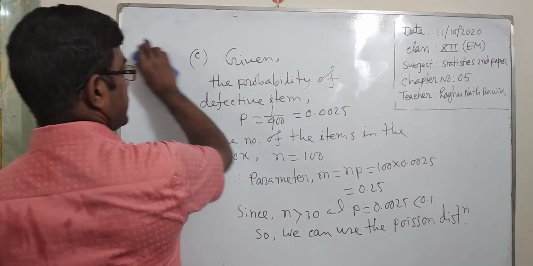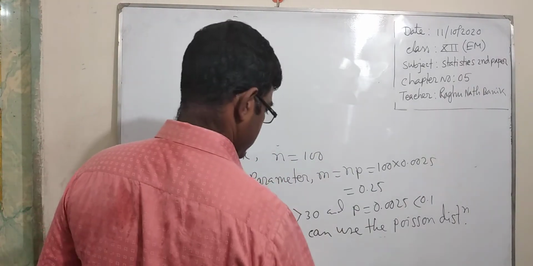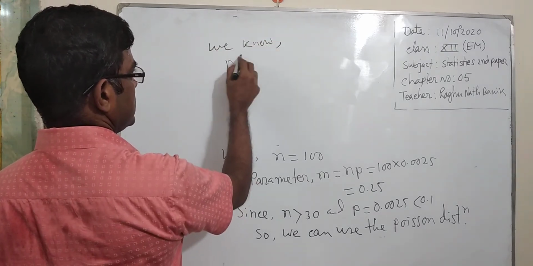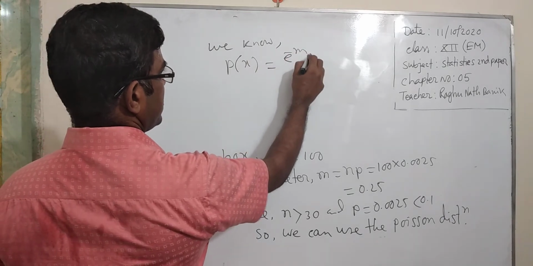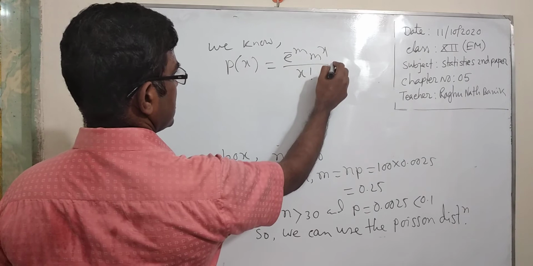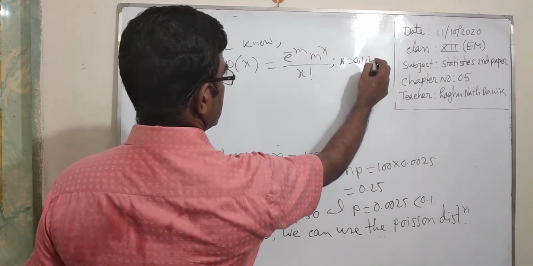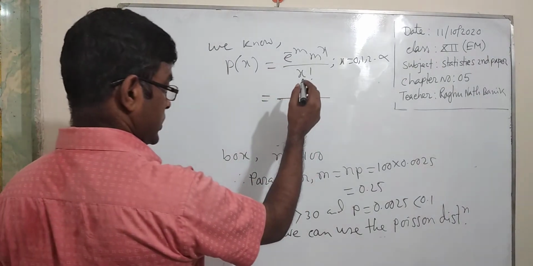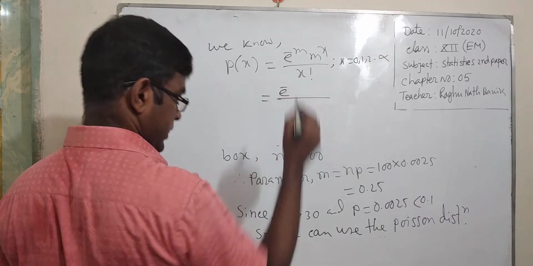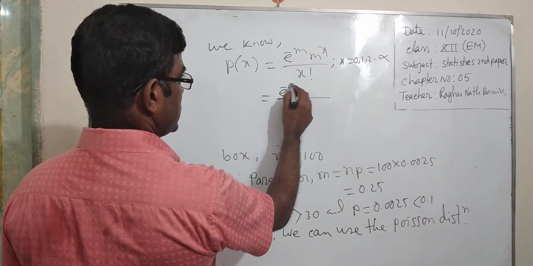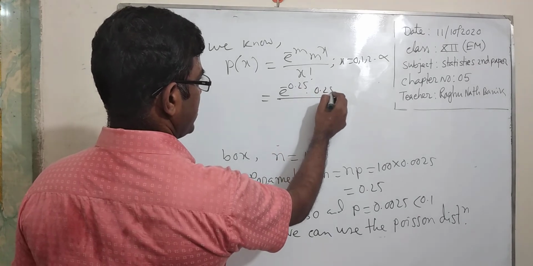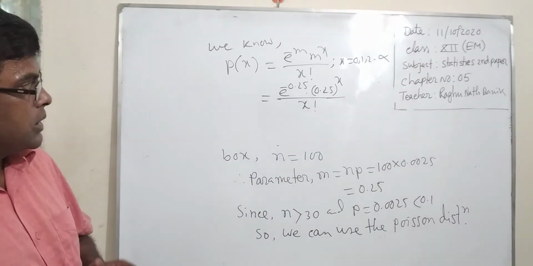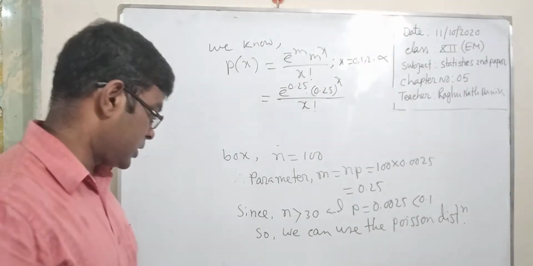Now the probability function of Poisson distribution is, we know, P(x) equal to e to the power minus m, m to the power x by x factorial, x equal to 0, 1, up to infinity. Putting the value in this equation, we can write e to the power minus 0.25 into 0.25 to the power x by x factorial. Okay, dear students, this form is called the probability function of Poisson distribution.